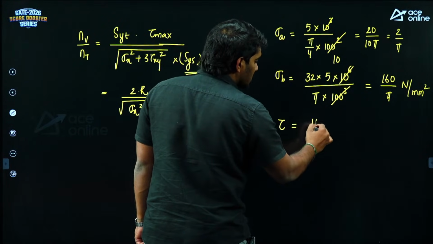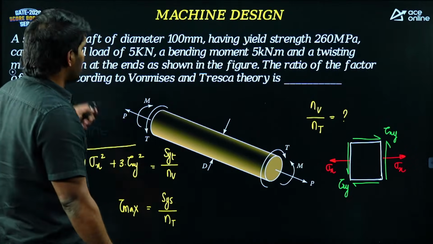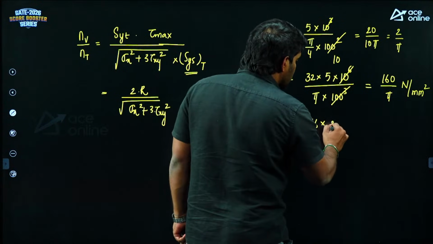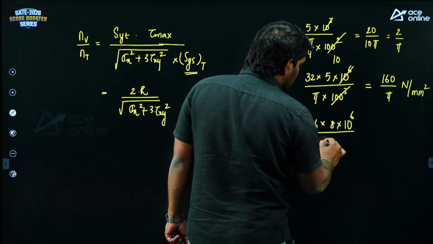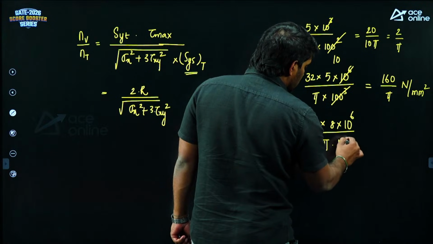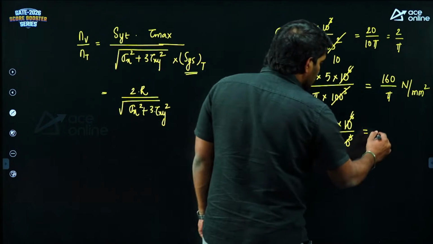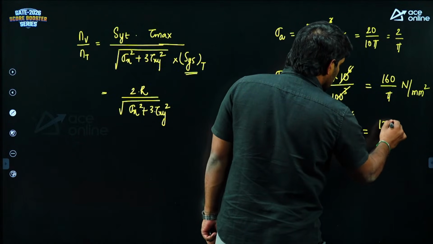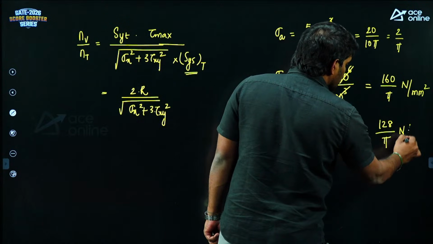It is 16T. What is the T value here? 8 kilonewtons. 8 into 10 power 6 divided by pi d cube, which is 100 cube. So these two cancel out. This comes out as 128 divided by pi Newton per mm square.